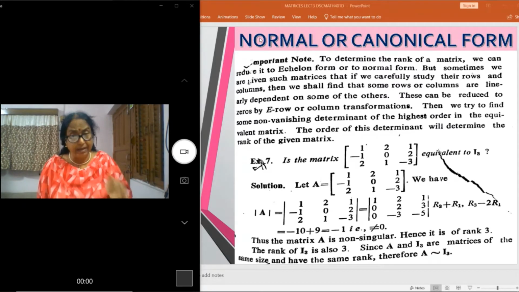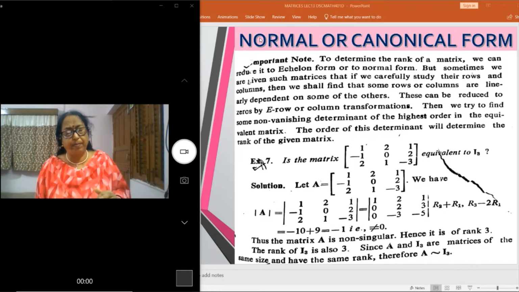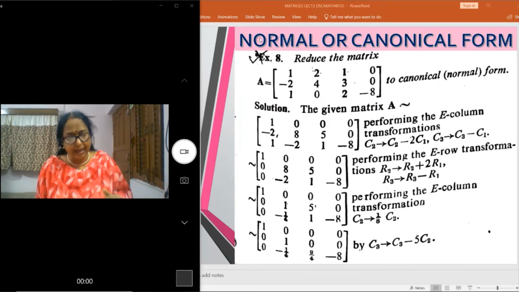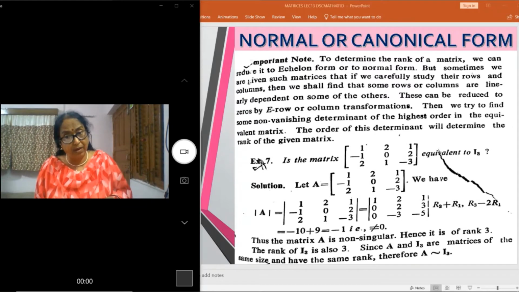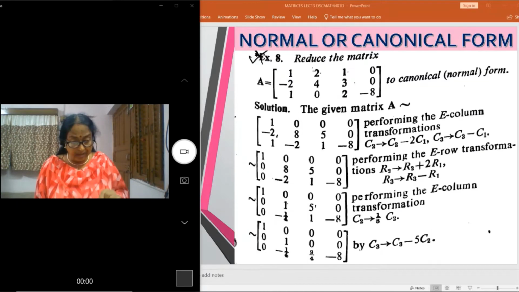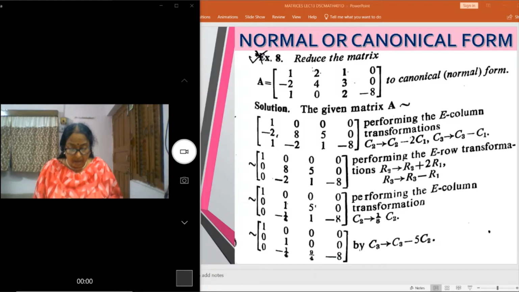I am explaining the next problem as an example of the normal form. This is for equivalent matrices of the order. That's why I have given this example. Now I am starting how to use a normal form. It is given on your screen.